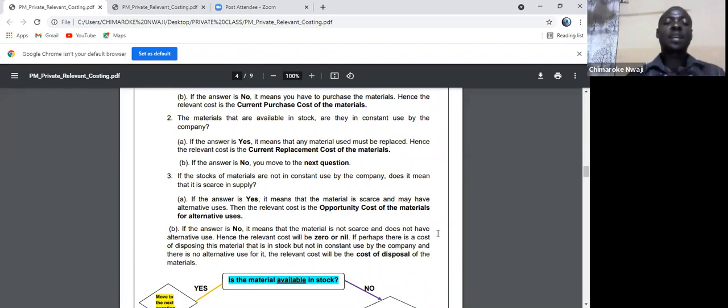So whenever some materials are available and not in regular use by the company, and it is not scarce, then the relevant cost is zero. And there's a trick to this again. Sometimes the material has to be disposed of because it's not in use by the company, it's not scarce, you can get it anywhere, but you now have to pay to dispose of it. The cost of disposal becomes the relevant cost.